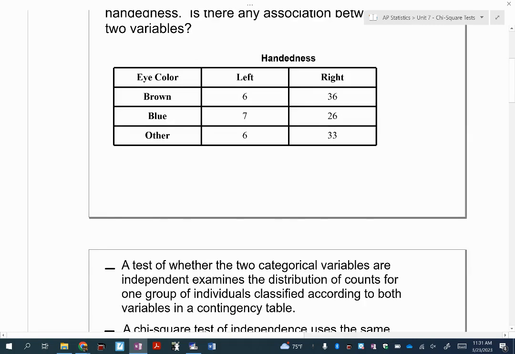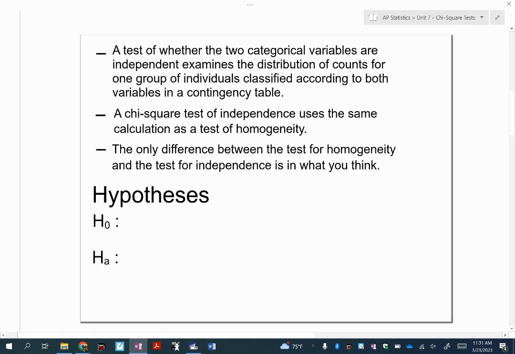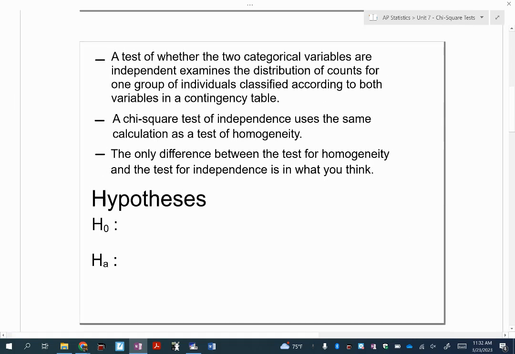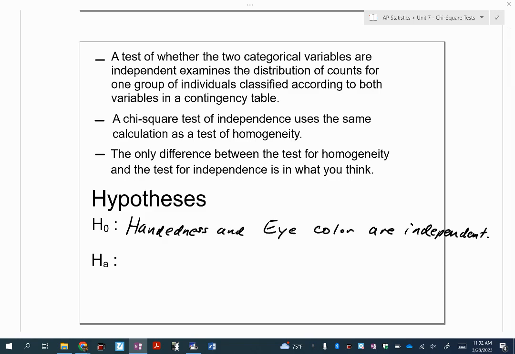Okay, so the first thing I'm going to do is write my null hypothesis. Any ideas what we're going to assume to be true right now? That the eye color and handedness have no association. I love it. So I'm going to write handedness and eye color are independent. And you can write they have no association, they have no relationship, something like that. So that's our null hypothesis. That's what we're assuming to be true right now.